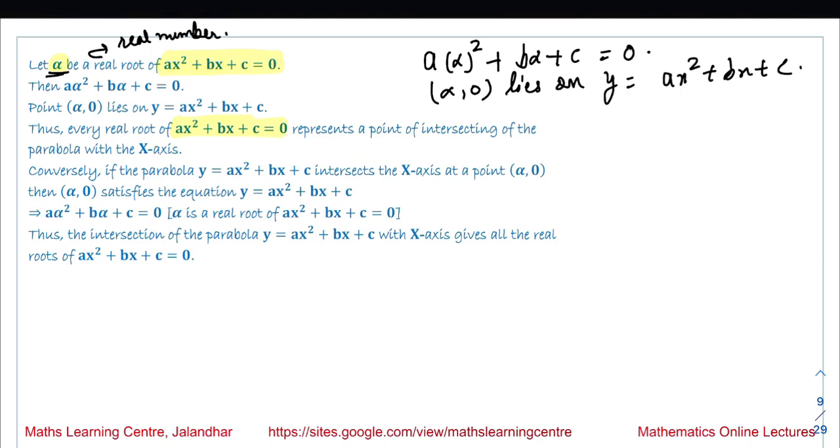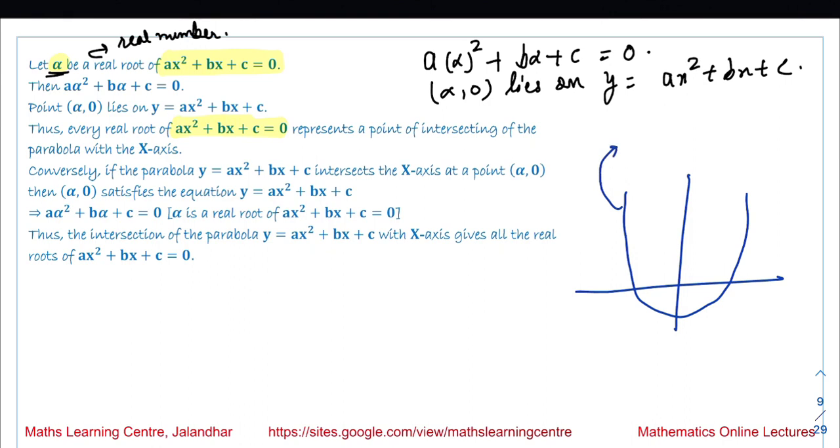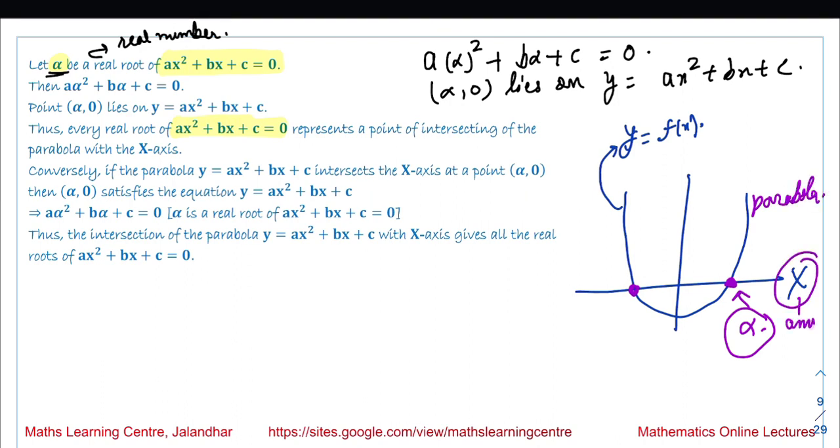This we have already explained: if these are the axes and this is the parabola, the parabola means the graph of the equation y is equal to f of x. This is our x-axis. These are the points of intersection. If this is the point alpha, then alpha is the point of intersection of the parabola and the x-axis.